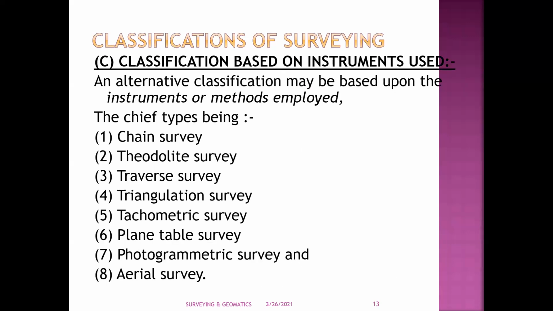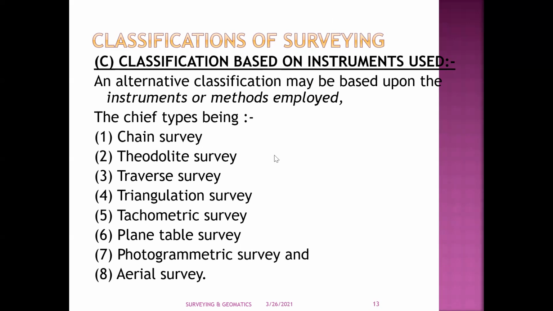The next classification is based upon the instruments used. So here the classification is totally based on the instruments which we use for that particular surveying purpose. Based upon that, we divide surveying into these types. So first is the chain survey, theodolite survey, traverse survey, triangulation survey, tachymetric survey, plane table survey, photogrammetric survey, and aerial survey. So these are all the surveys based on the instruments used.